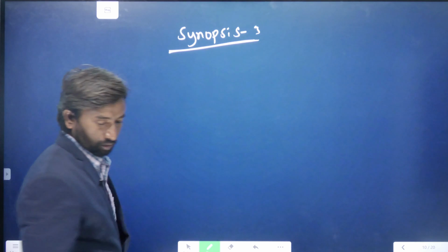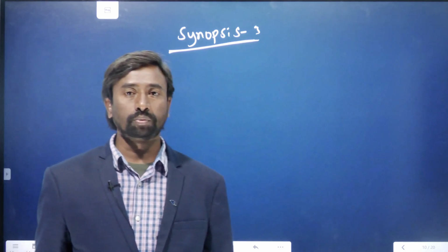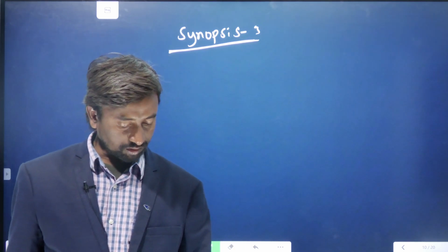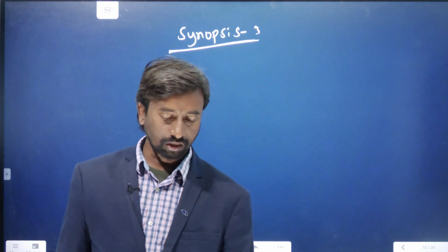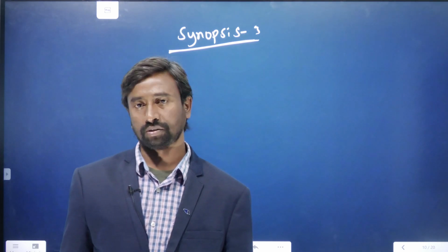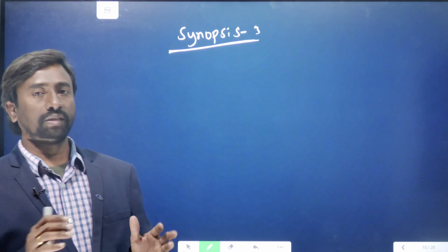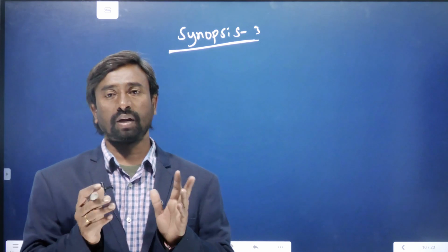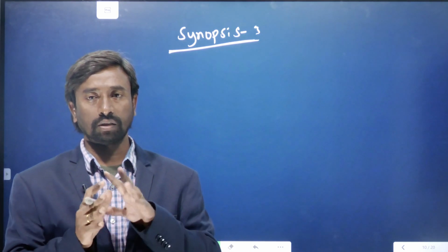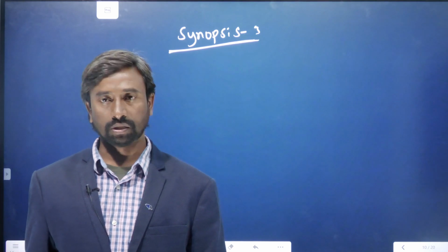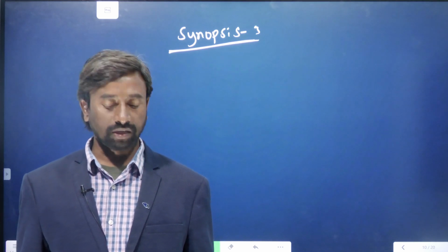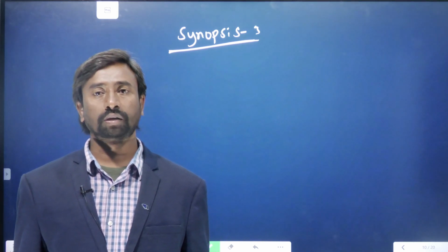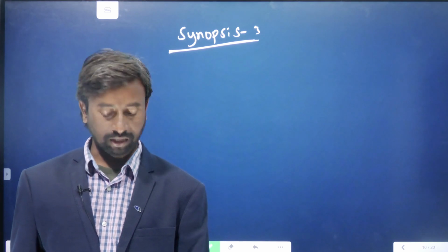Synopsis third is about Newton's third law. First we will see the concept. In Newton's third law, what we have discussed is that action and reaction are equal, and the pair of forces acts on two different objects, not on the same object. Action and reaction forces are equal in magnitude, but opposite in direction.